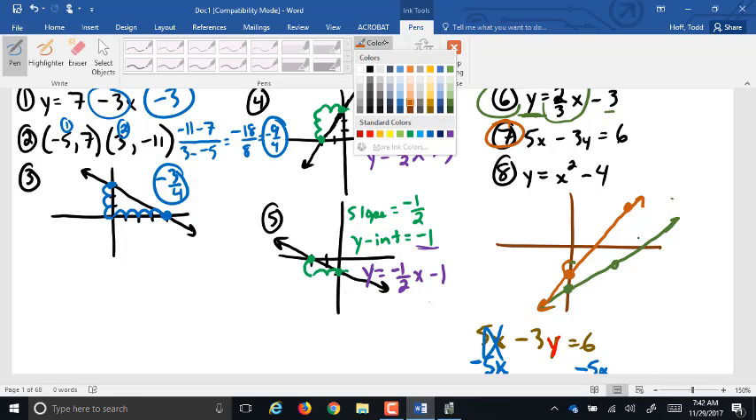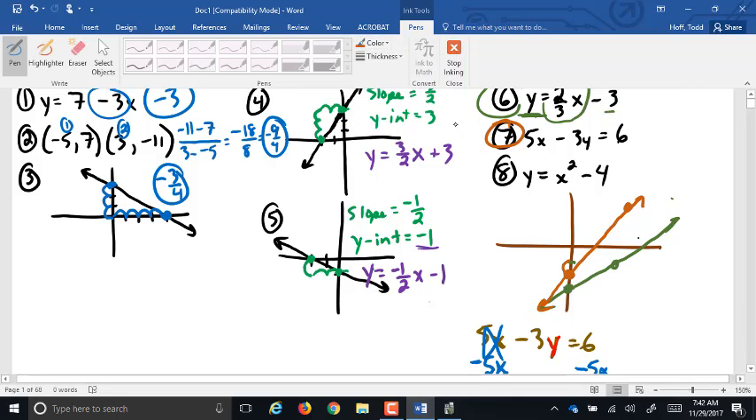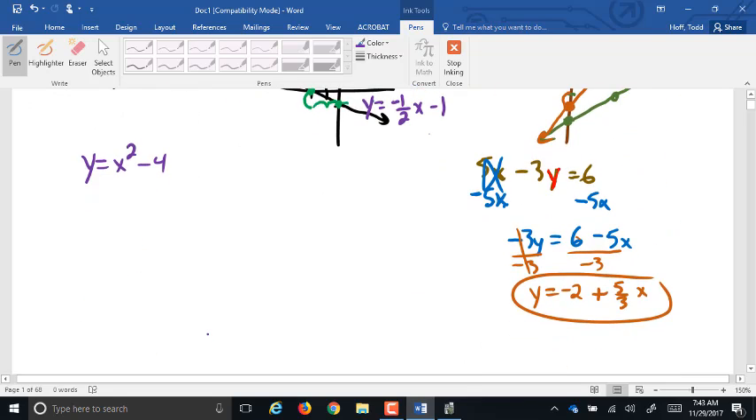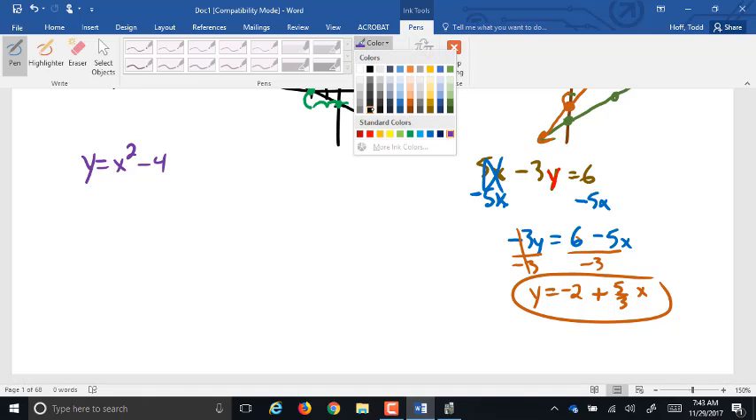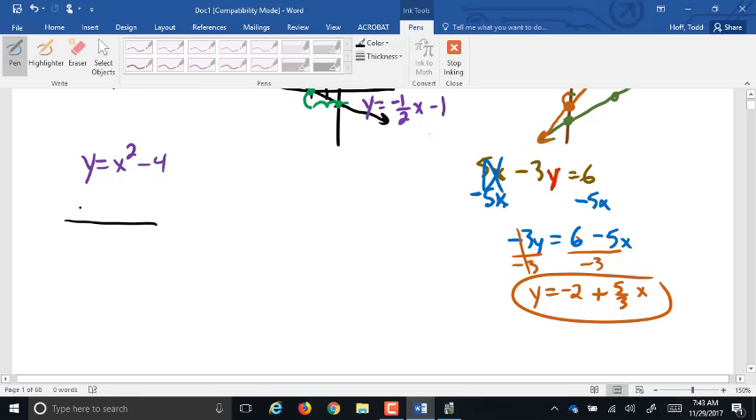Number 8 requires a wee bit more of work. Is number 8 a line? No, why not? There's a power on the variable. There's an exponent on the variable. So the only way we can graph this one is to make a table.